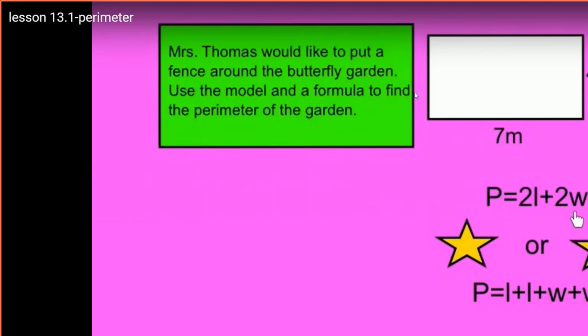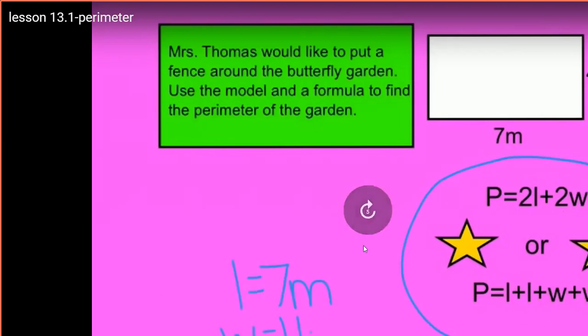Like 2 times 7 is 14, and 2 times 4 is 8, then we add them. Or we can add them individually, each one alone, okay? Which is L plus W plus L plus W, both the same.